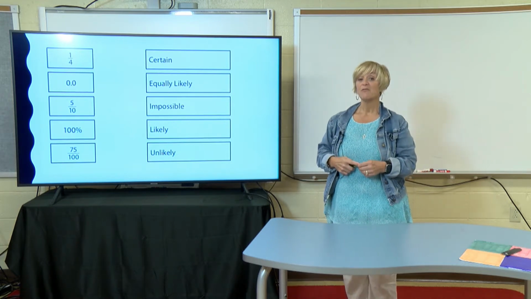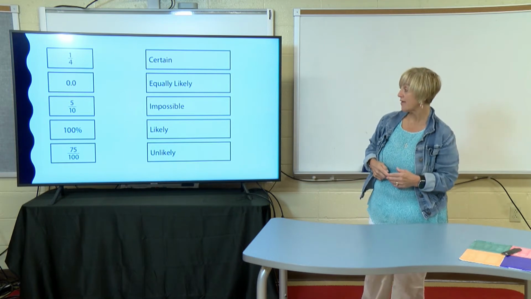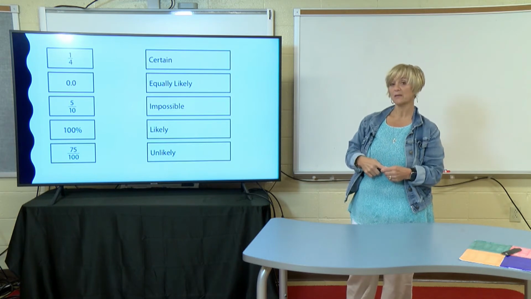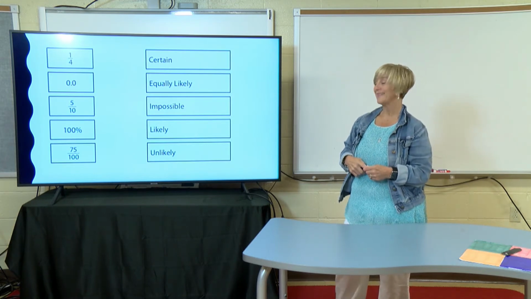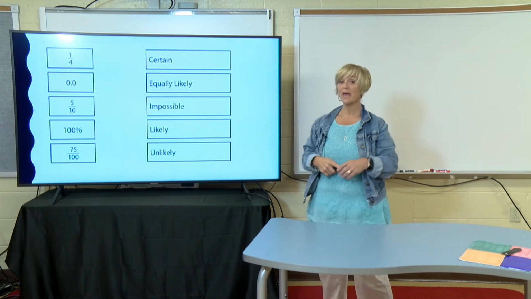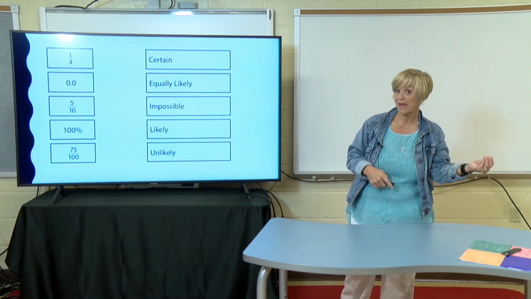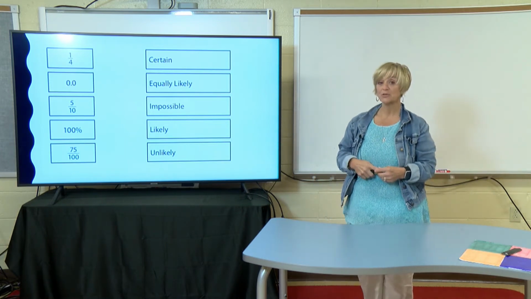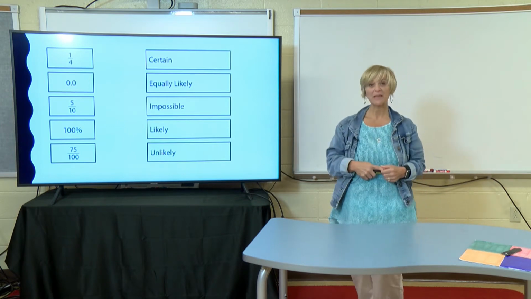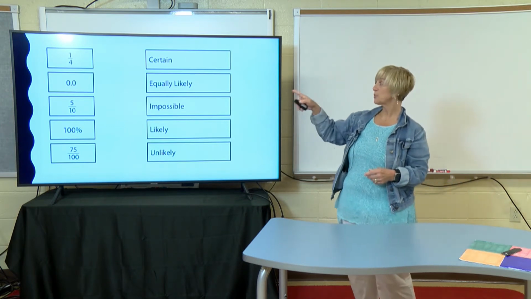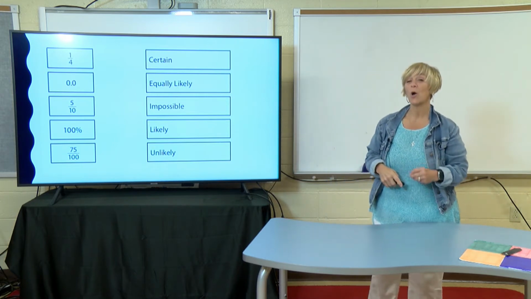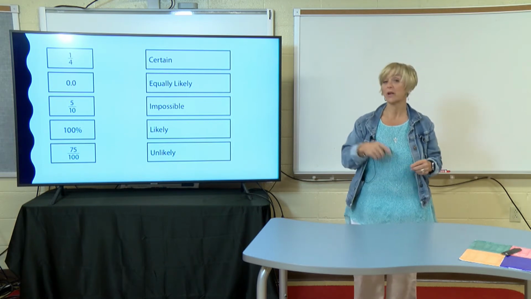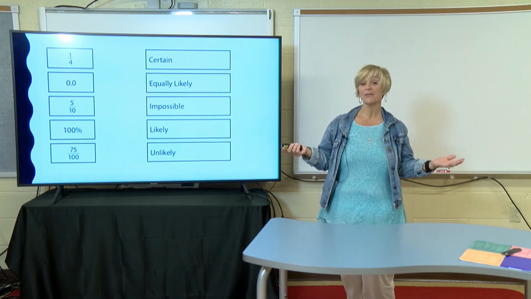5/10 actually reduces to 1/2. So if you get 5/10, which vocabulary word does it match up with? It matches up with equally likely, because you have a 1/2 chance to pull a star out of our bag and a 1/2 chance to pull a circle out of our bag. 100% definitely matches up with certain. If our bag only had circles in it, it is 100% chance that we're going to pull a circle out of that bag, because we don't have any other shapes.